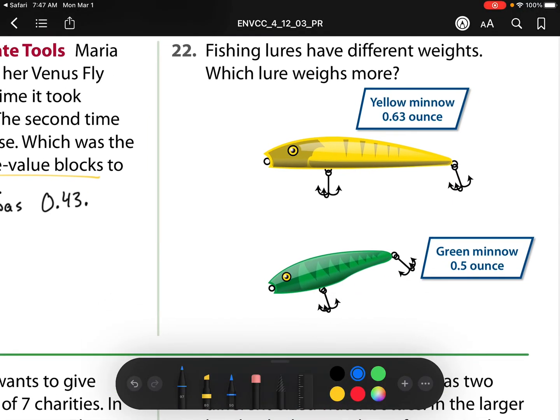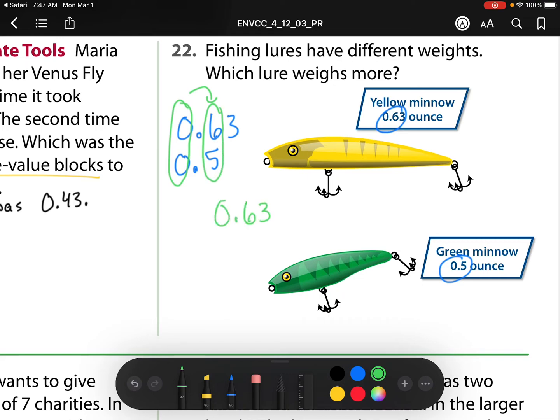Fishing lures have different weights. Which lure weighs more? So we have 63 hundredths and 5 tenths of an ounce. So like always, we line up those decimals. Remember, those decimals need to be in a straight line right there so that we can compare the same place values. They're the same, so we go next door. 6 is bigger than 5, so 63 hundredths is greater than 5 tenths. So which one weighs more? Well, the yellow minnow weighs more.